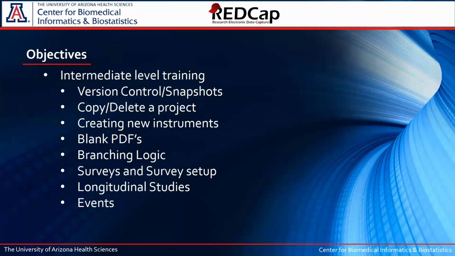We're going to start with something called version control, and along with that, I'll show you the codebook that is available to you. We'll copy and delete a project just so you know how to do that in case you ever need to copy a project or want to delete a project. We're going to create a couple other new instruments. One of them will be in a way different than we've created an instrument in the beginning class. We'll look at some ways you can get some blank or filled PDFs of your project.